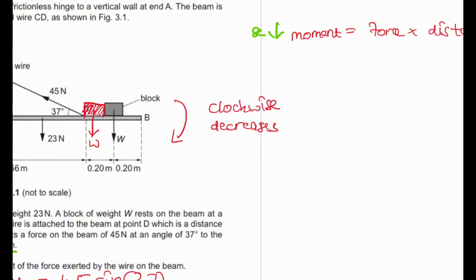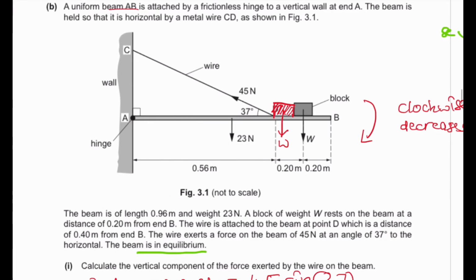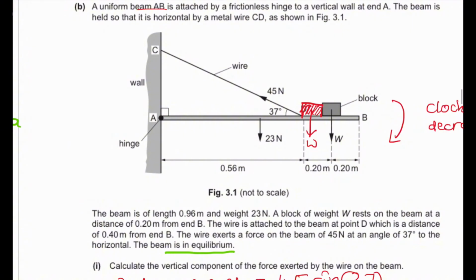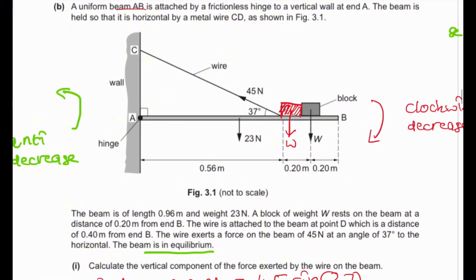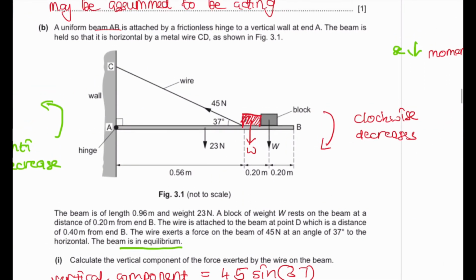Why? Because W has moved closer to the pivot. It has moved closer to D. So its moment is therefore going to decrease. But also remember, as it moves closer, the system has to remain in equilibrium. So what does this tell me about the forces? It tells me that the anti-clockwise forces are also going to decrease. If the clockwise forces decrease, the anti-clockwise forces also have to decrease so that the whole system is in equilibrium.